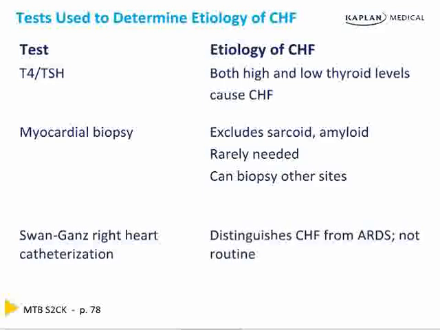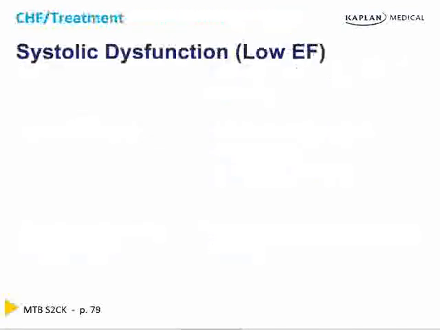The Swan-Ganz catheter is not routinely done in anyone anymore. But if we have a person who's got congestive failure, but they also have ARDS, and maybe they have pneumonia, and we just can't read that x-ray, we can use a Swan-Ganz because we know that a normal wedge pressure means it's not congestive failure. That's where the right heart catheter can be very useful, because a normal wedge pressure effectively excludes congestive heart failure as the cause of the shortness of breath.